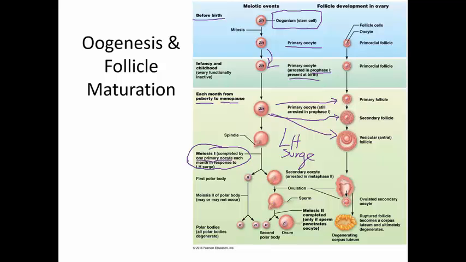So when meiosis 1 completes, it's a little bit different than what we've been talking about with sperm or with just cells in general, because instead of resulting in two haploid cells that look the same, what you get is one secondary oocyte, and it's arrested in metaphase 2, which is interesting, and a polar body.